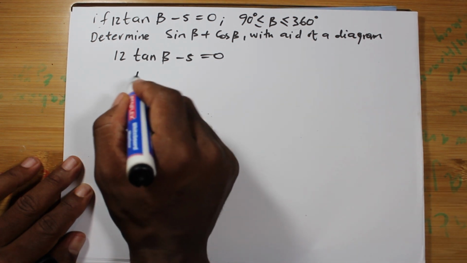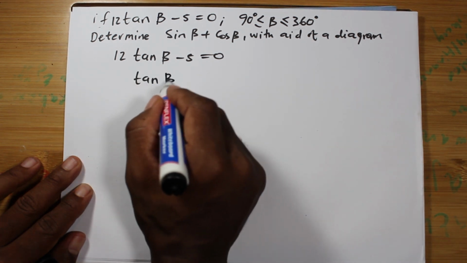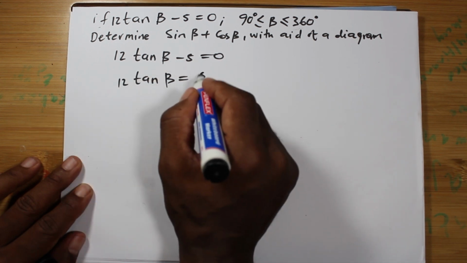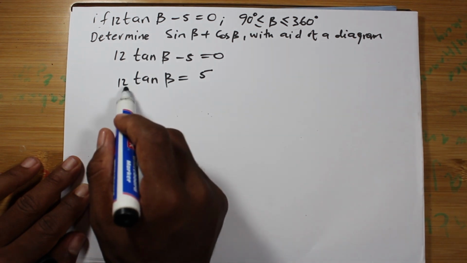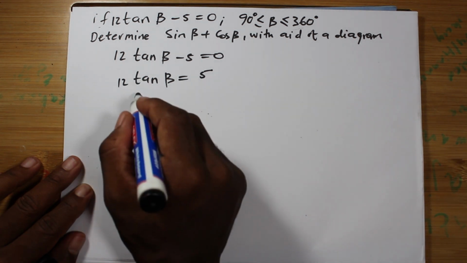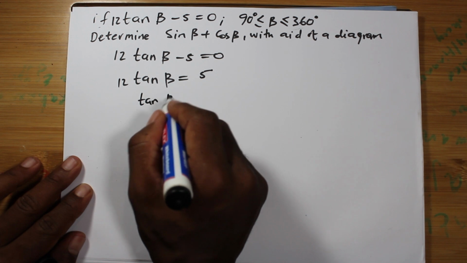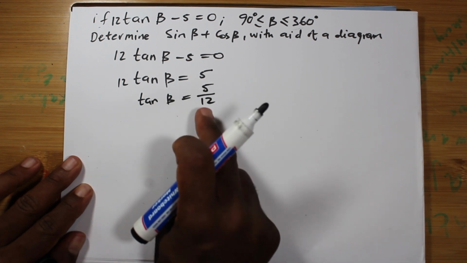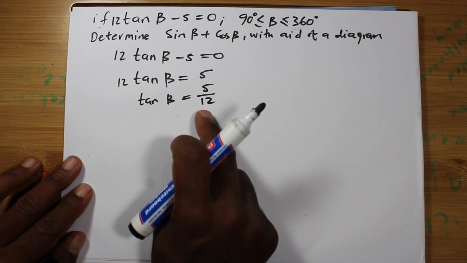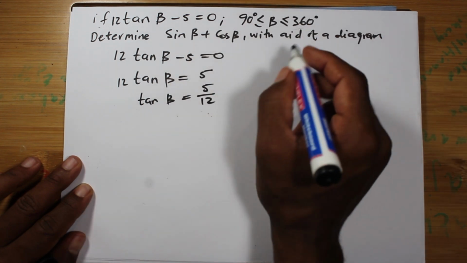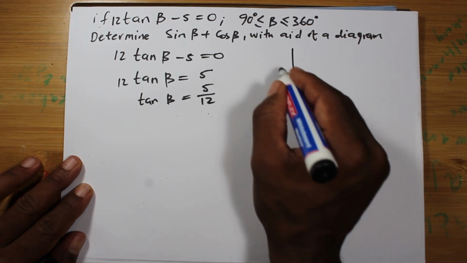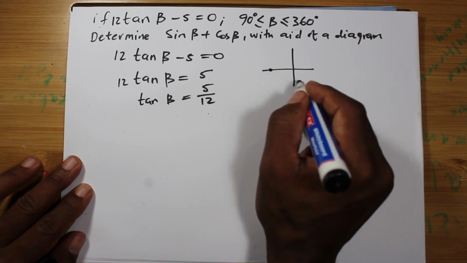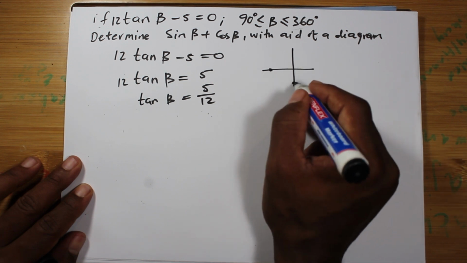To find out which quadrant this is, we will transfer 5 to the other side. So we'll have 12 tan b equals 5. Divide both sides by 12. Then we are going to get 5 over 12. Now this is positive 5 over 12. If we use the diagram, we know that the tangent is positive in the third quadrant.